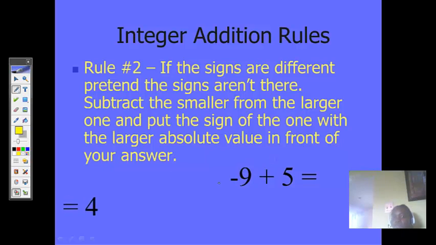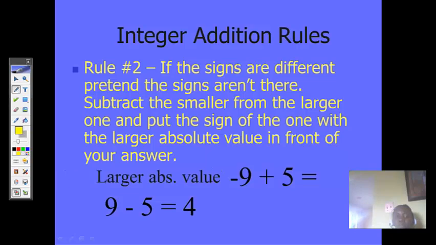They're both different signs, so we subtract. 9 minus 5, we get 4. And now negative 9 has the largest absolute value because it's 9 units away from 0, and 5 is only 5 units away. So which one has the bigger absolute value? 9. So negative 9 has the largest absolute value, so our answer will turn into negative.